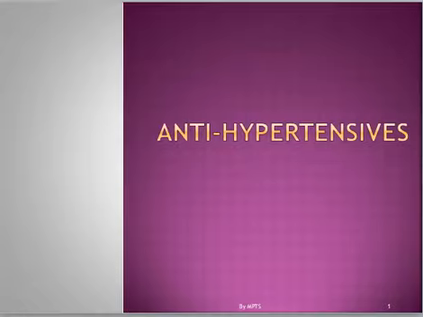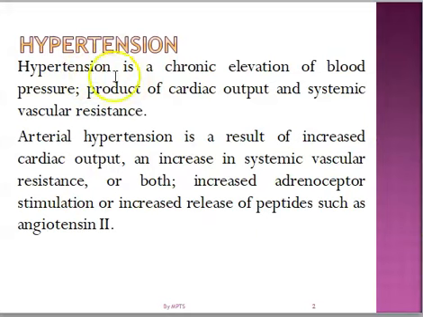Today I will be briefly explaining antihypertensives. Now, of course, what is hypertension? Hypertension is a chronic elevation of blood pressure, and of course, know that blood pressure is a product of cardiac output and systemic vascular resistance.